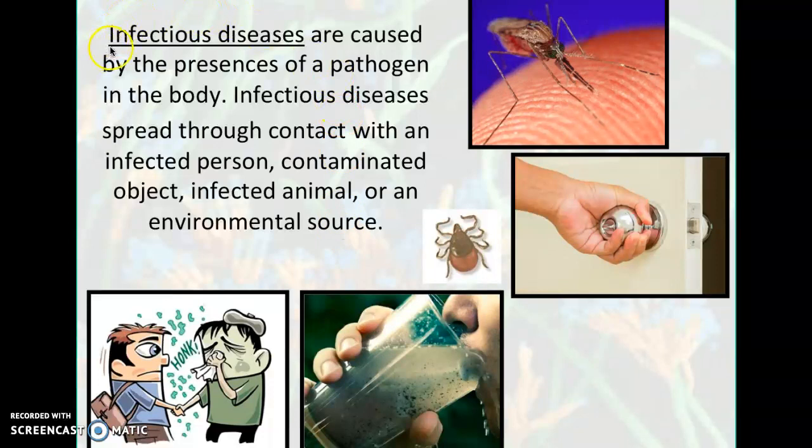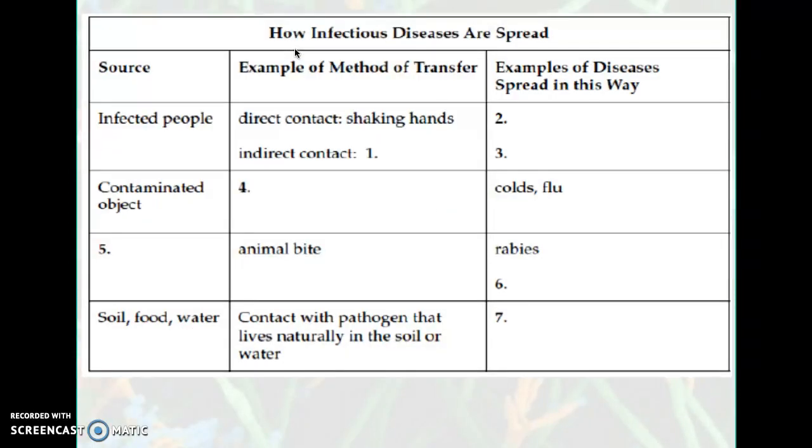And so when we say infectious disease, this is something that is passing from one person to another by any of these means. So you have a chart at the top there, and so this is how infectious diseases are spread. The first one is through infected people. So we have two types. We have direct contact and indirect contact. So maybe you shake the hands of somebody that has a pathogen, is sick, and then you acquire that sickness.